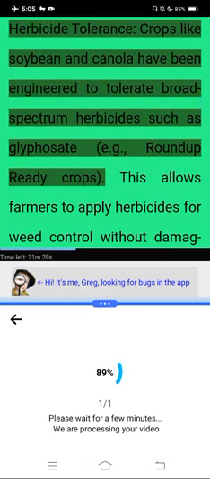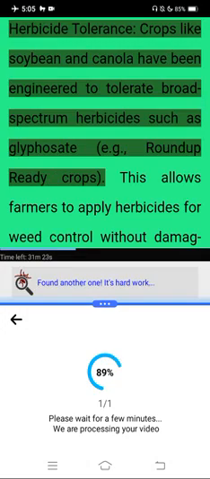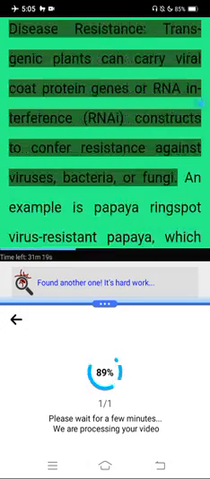Herbicide tolerance. Crops like soybean and canola have been engineered to tolerate broad-spectrum herbicides such as glyphosate, e.g., Roundup-ready crops. This allows farmers to apply herbicides for weed control without damaging the crop, improving farm efficiency.